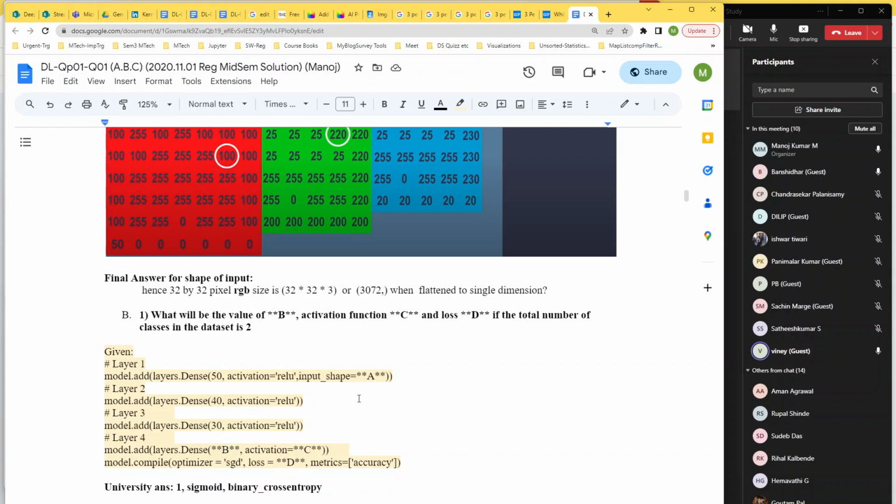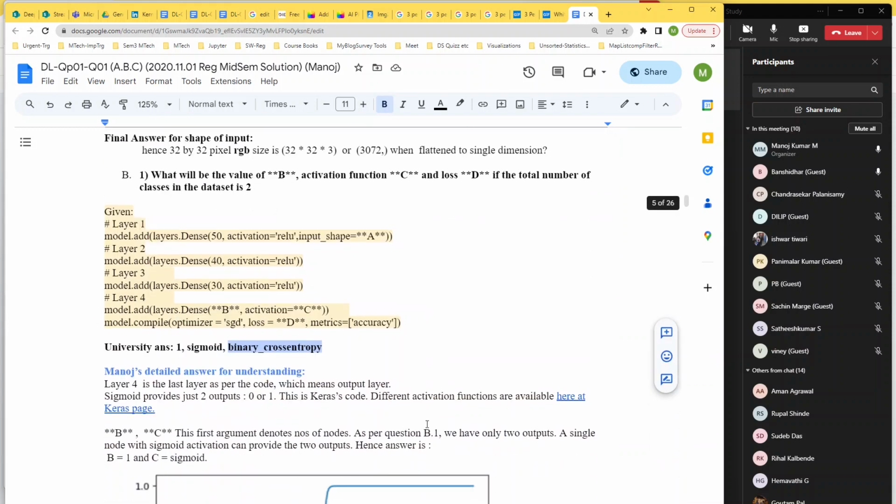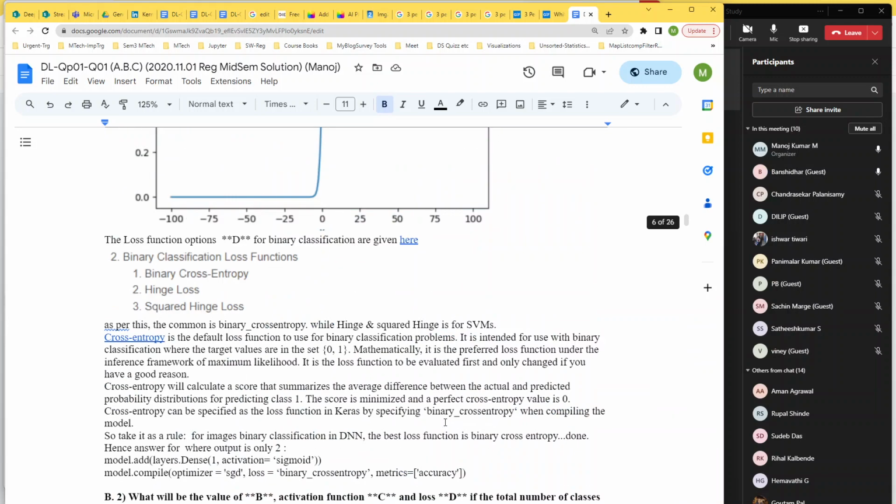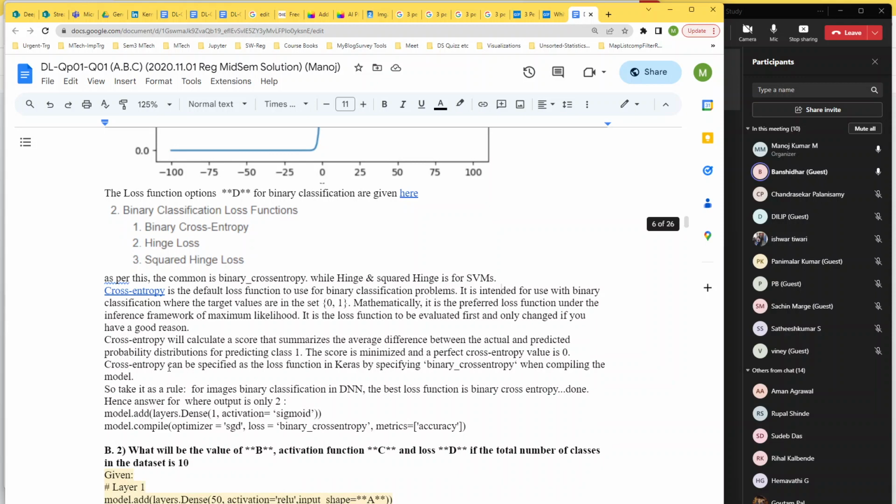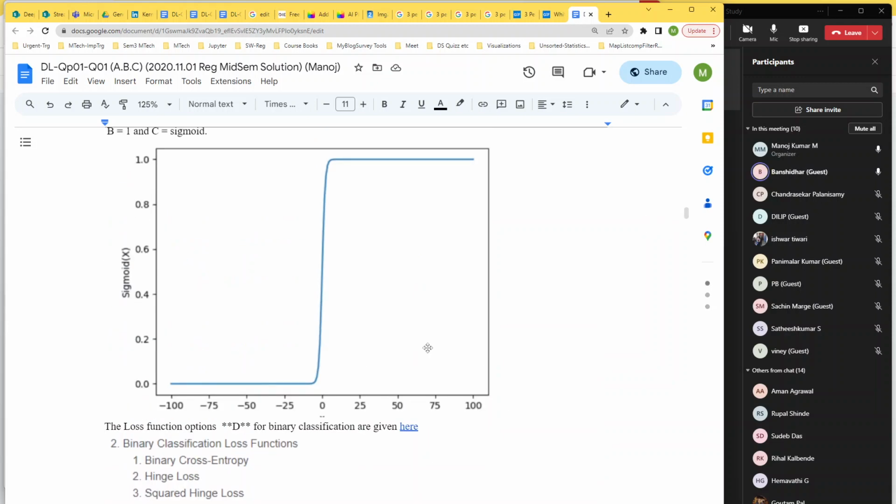Then the third question is D, the loss function. This is a binary classification, so we are using binary cross entropy as the loss function, and this is more or less the default. There are some other loss functions also, like hinge loss and squared hinge loss, which are used for SVMs. Cross entropy is the default loss function for a binary classification problem. I have collected all this information in this document.